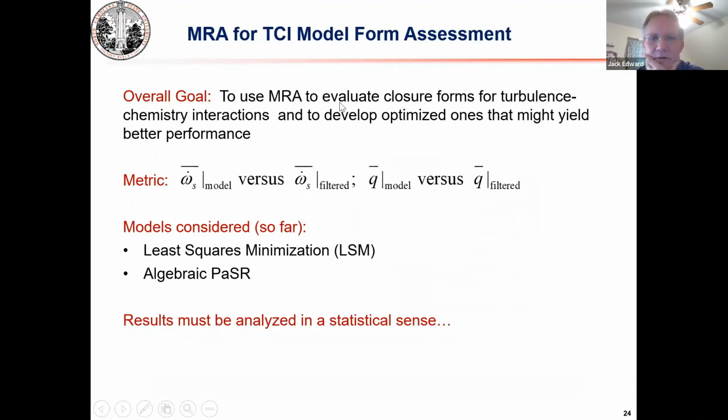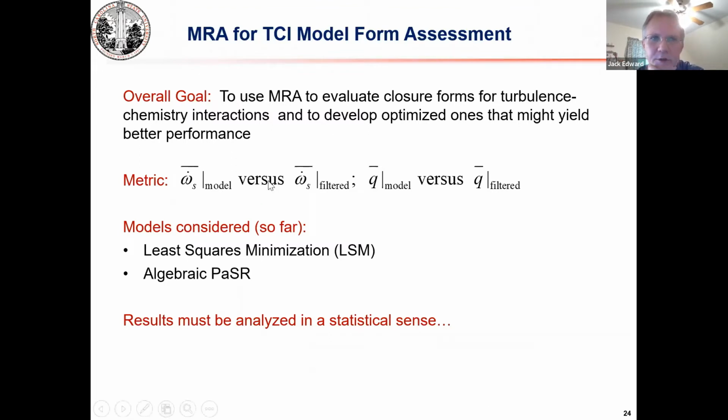So the question is, now that you've got the framework, how do you use it to evaluate closure forms? And how could you use the data to develop optimized or modified versions that may give better performance? The measures are pretty straightforward. You've got filtered data for the chemical production term that you can pull from your fine grid. You've got similar data for heat release from your fine grid. And then you've got various subgrid turbulence models that you can apply at the coarser grids. So how do you compare these two in a quantitative sense to determine which model is the best, or how one could improve it?